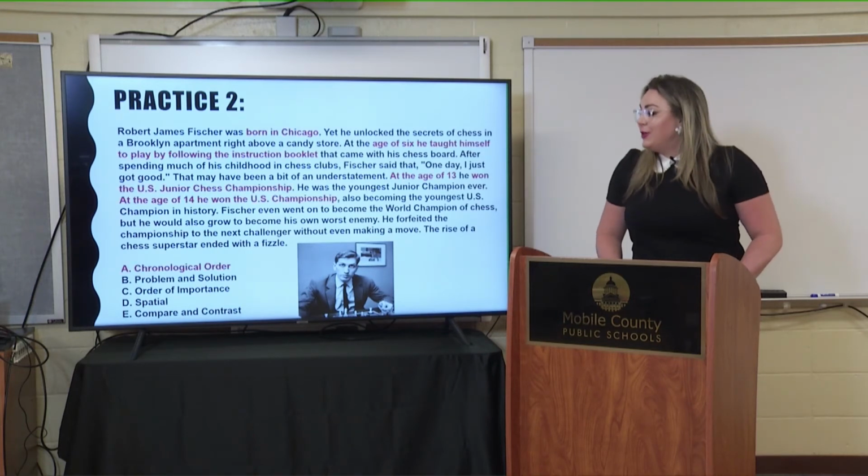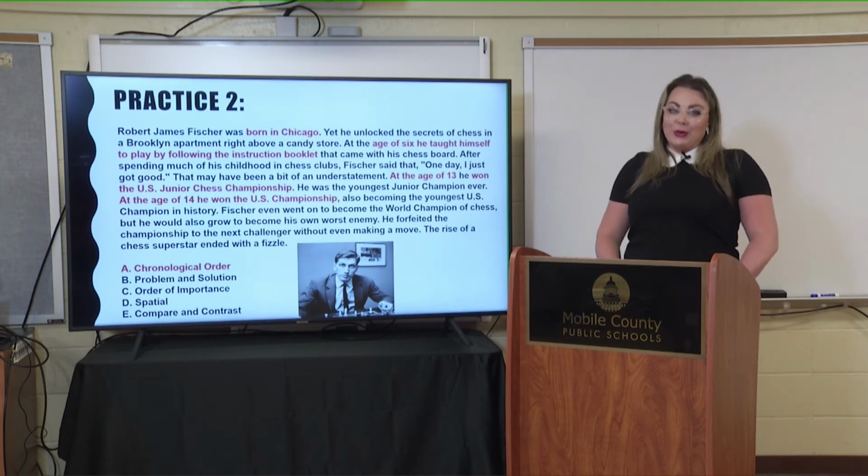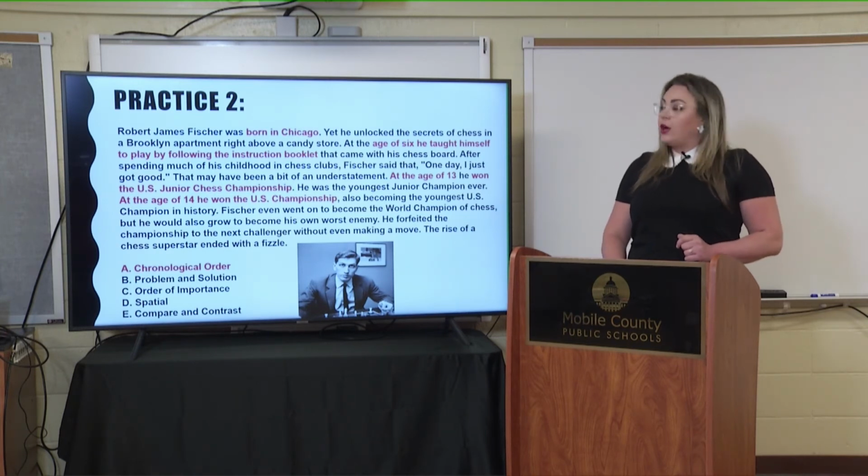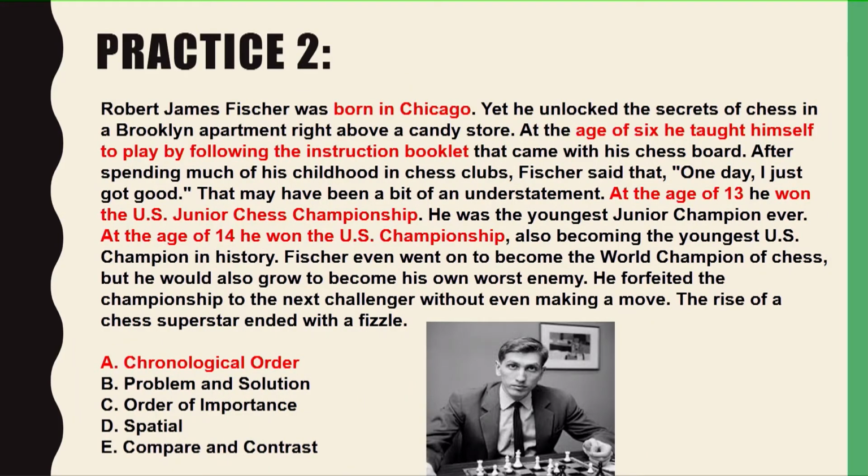Okay, hopefully you said A, chronological order. Let's look at the evidence in the text that shows us this is the correct answer. Here at the very beginning, we're introduced to our person, Robert James Fisher. It tells us his birth. His birth begins in Chicago, the very first step of his life. Then it continues to say that at age 6, he taught himself by following the instructions in the booklet.